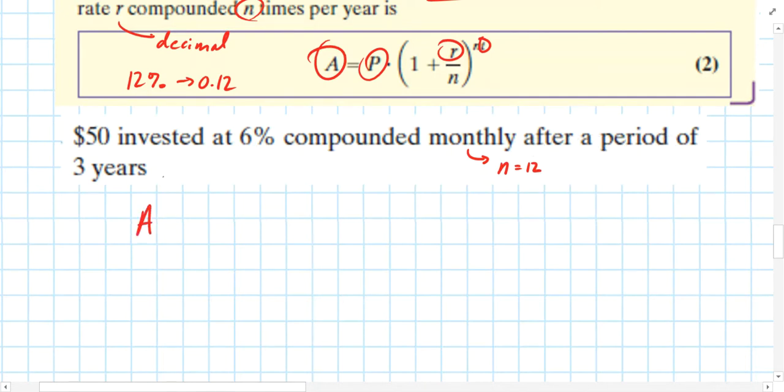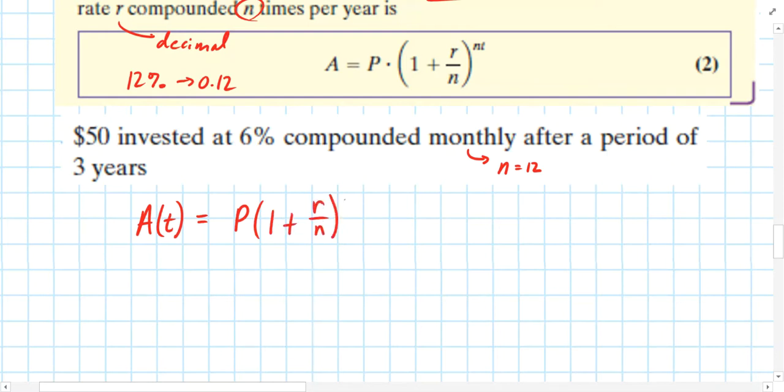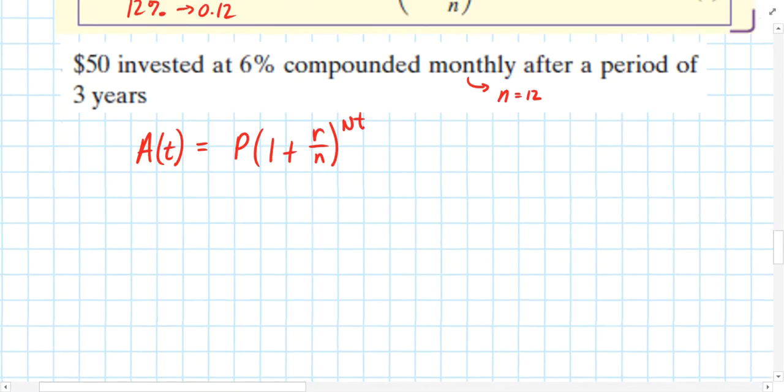Well, that's pretty straightforward. A lot of times you'll see this formula written as A of t using function notation. So the amount of money is based on the amount of time we leave the money alone. Because that's the one thing that we have control of a lot of times in these investments. So P times 1 plus R over N to the NT power.